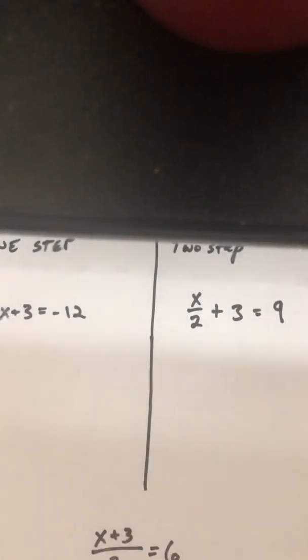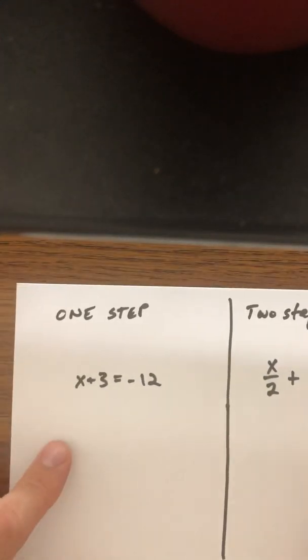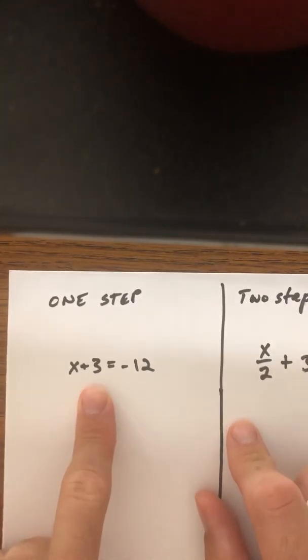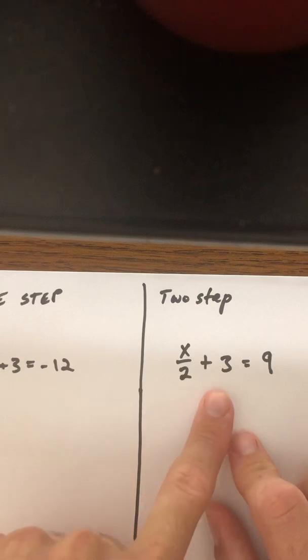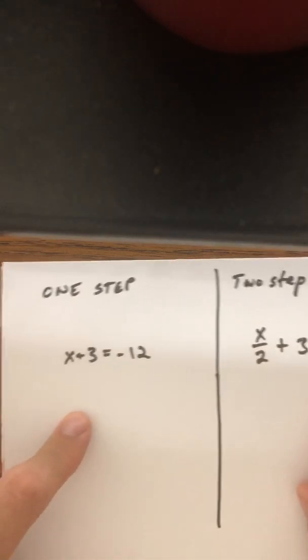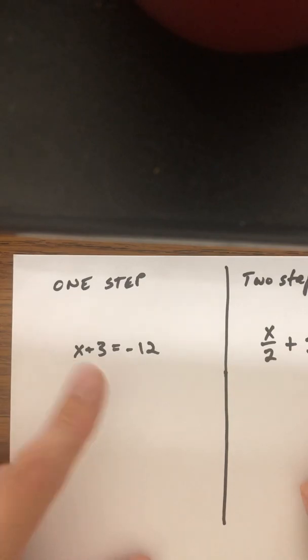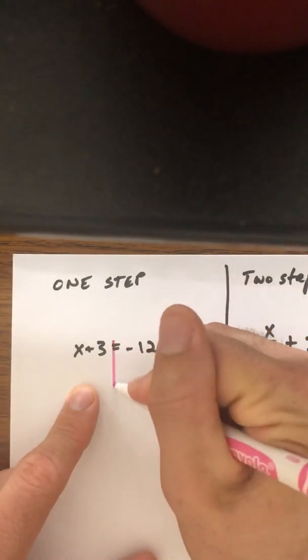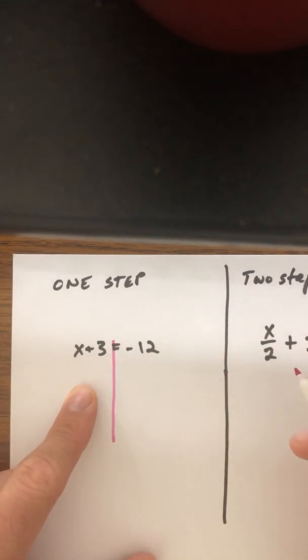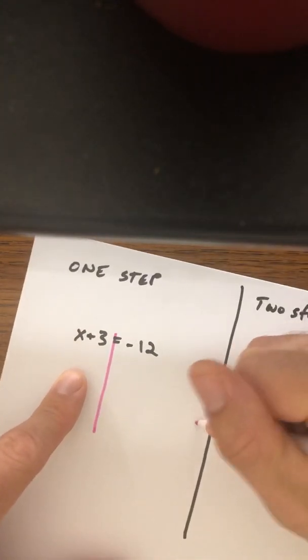Okay, so let's look at one and two step equations. Here's a one step equation, x plus 3. Here's a two step, a number divided by 2 plus 3 is equal to 9. With this one, you might be able to do it mentally in your head, but I want you to be able to know what you're doing, okay? And it comes down to inverse operations.